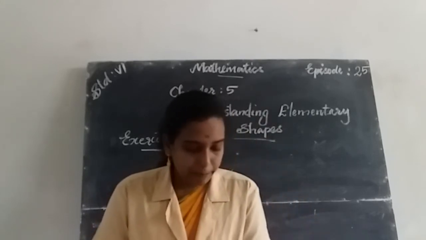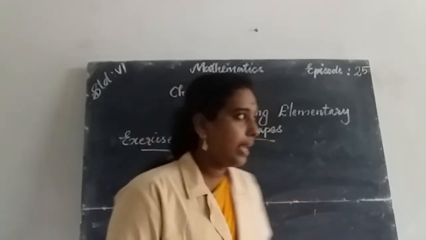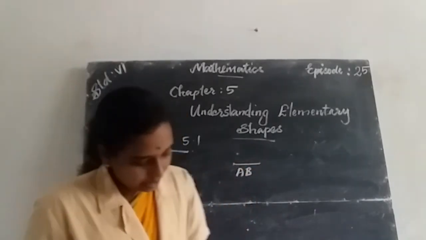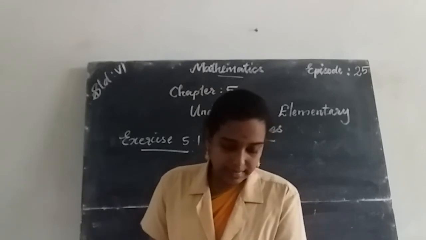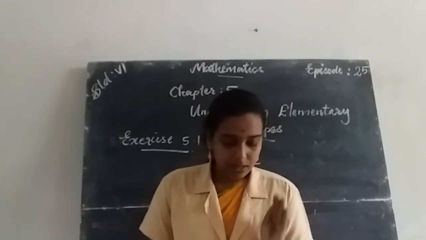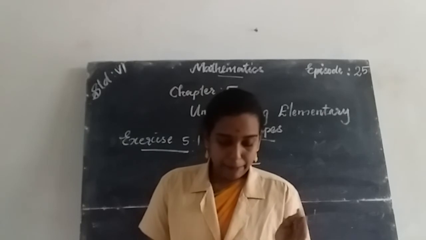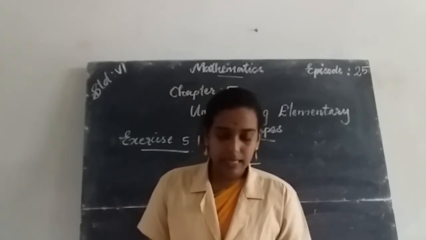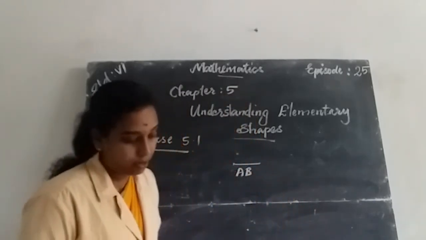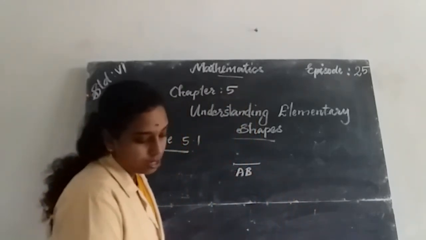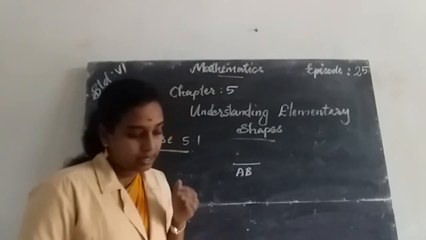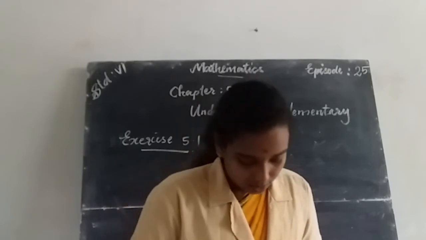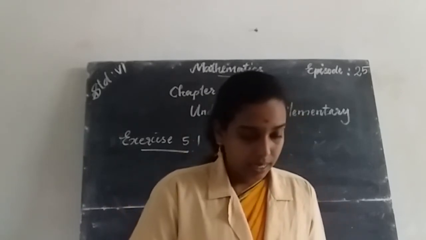Next question: draw any line segment, say line segment AB. Take any point C lying in between A and B. Measure the length of AB, BC and AC, and prove that AB is equal to AC plus CB. So the question is, draw any line segment, say line segment AB.